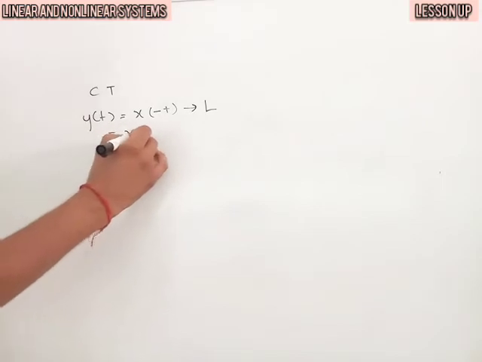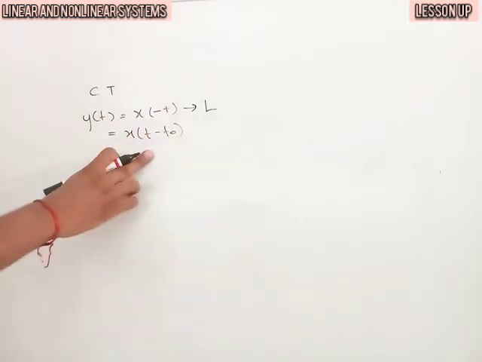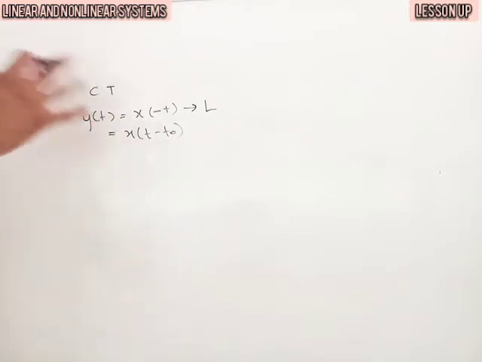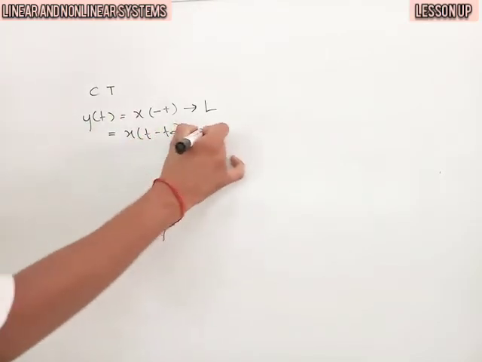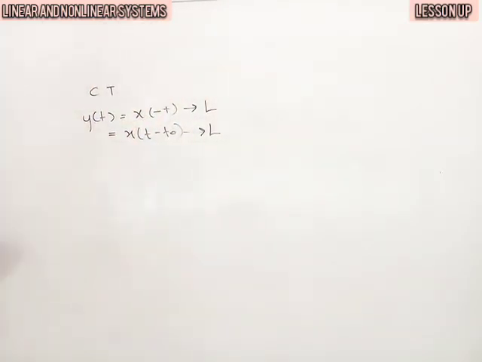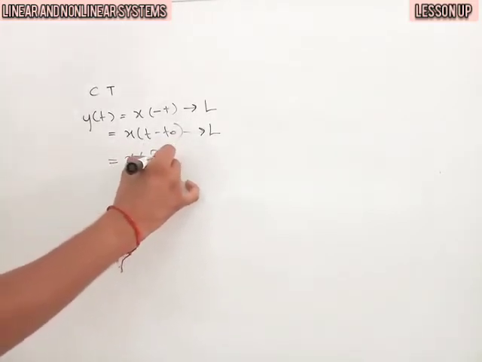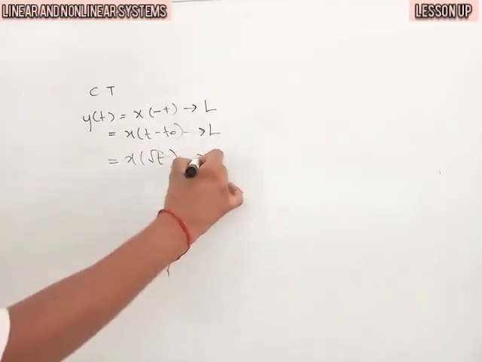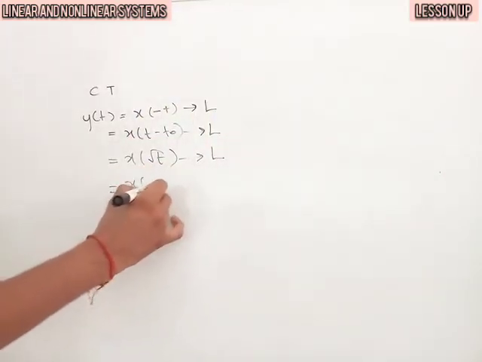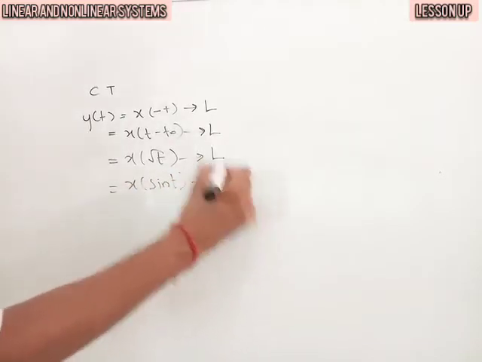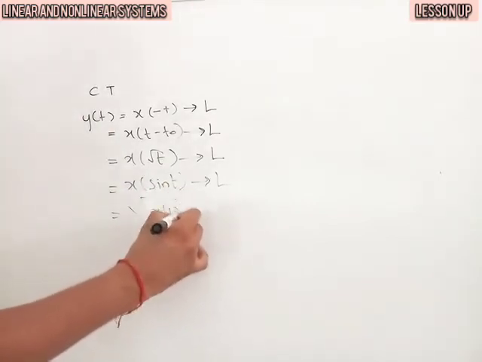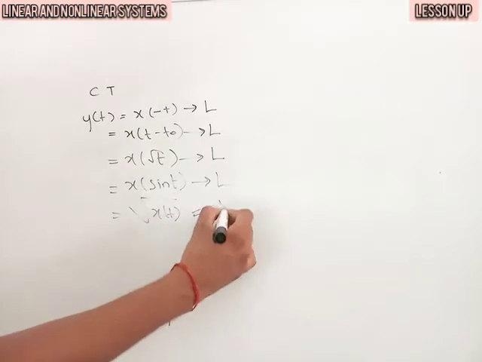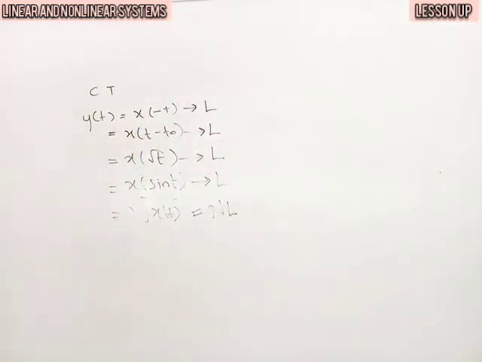y of t is equal to x of t minus t naught. If you provide shifting, we have seen in the previous question that with shifting linearity does not get affected. So, this system will be linear because it obeys superposition properties. x of root t will be linear. x of sin t should be linear. Under root of x of t should be non-linear because of power.